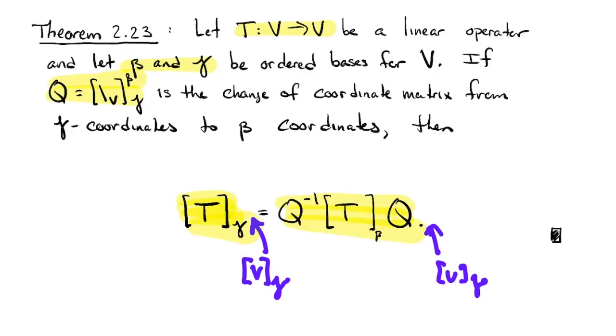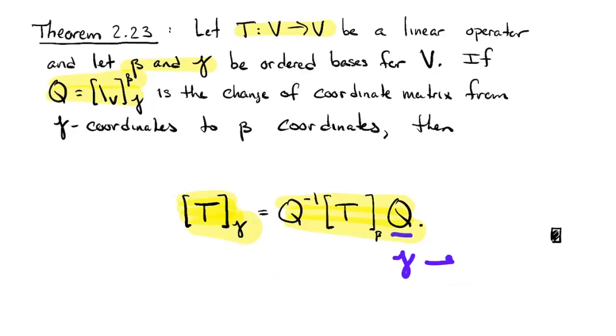So this is how I personally remember it: Q, remember, changes coordinate vectors from gamma to beta. So when you feed that vector into the rightmost factor over here, it's going to convert the coordinates from gamma to beta, okay? And then what is T going to do? Well, T is going to take vectors in the beta basis and produce vectors in the beta basis because it's the matrix in the beta basis, right? And then what does Q inverse do? Well, Q inverse takes beta basis vectors and converts them into gamma basis coordinate vectors.